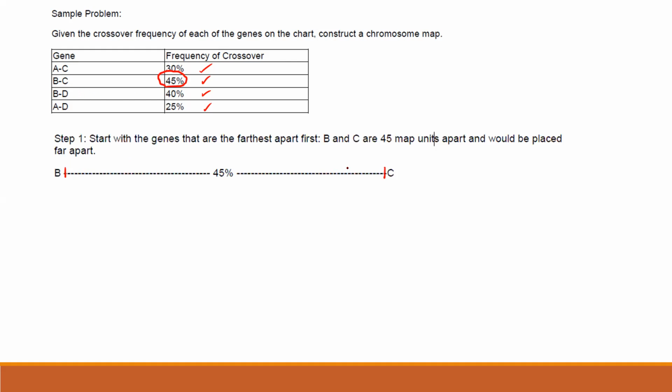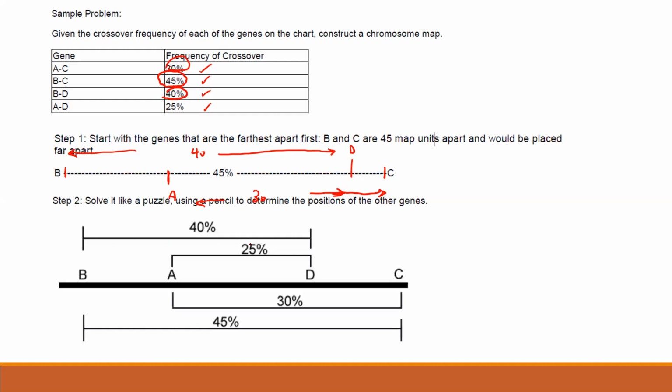Well, B to D is 40, so I'm going to put my D here. That's going to be 40. I've covered that one now. A to C is 30, so I guess I'm going to put an A there. That's 30. And eventually we get our A to D from this as well. So B to D is 40. A to D is going to be 25. That's right, makes 25.